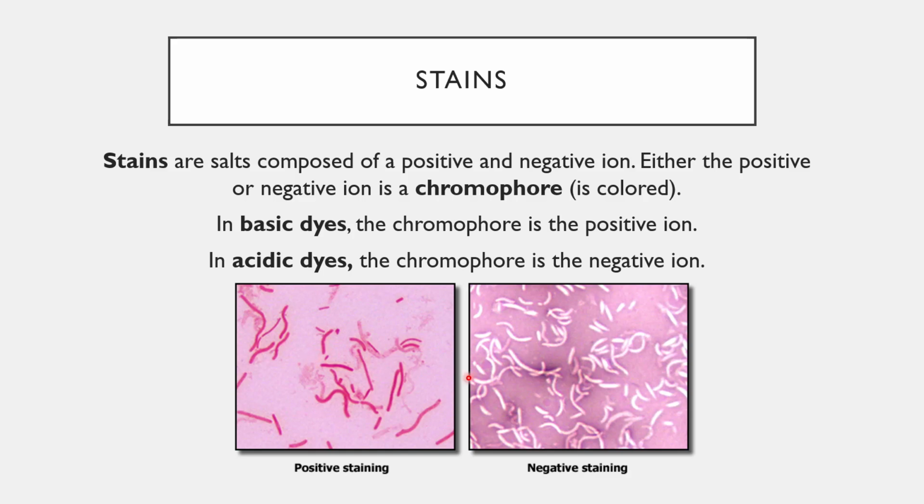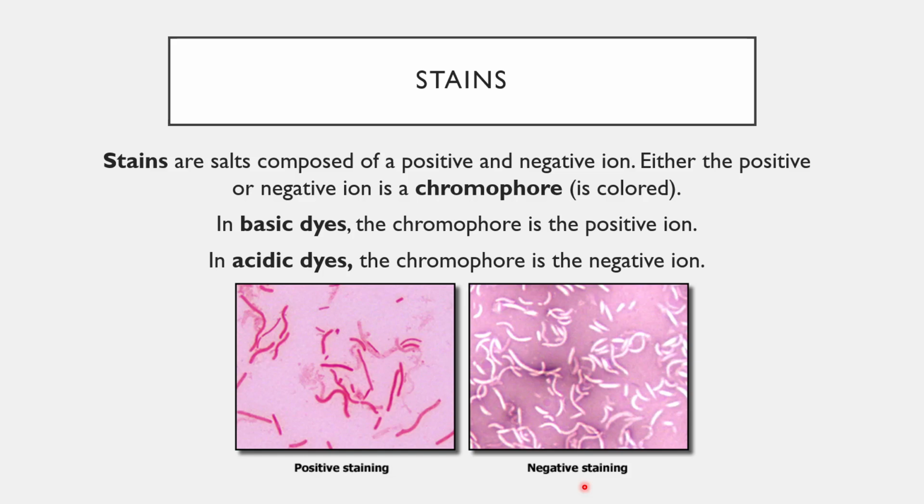In acidic dyes, the opposite is true. Because acidic dyes have a negatively charged chromophore, that colored component is actually repelled by the bacteria. It wants to attach to anything but the bacteria. So this creates a negative image, or as we call it, negative staining, where the background is colored but the bacteria appear uncolored here.